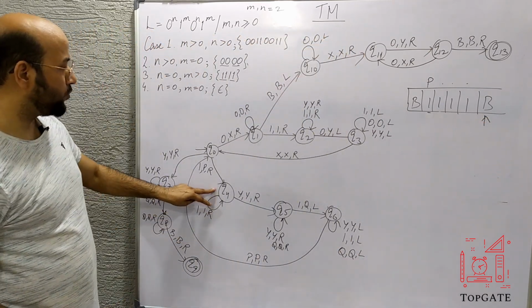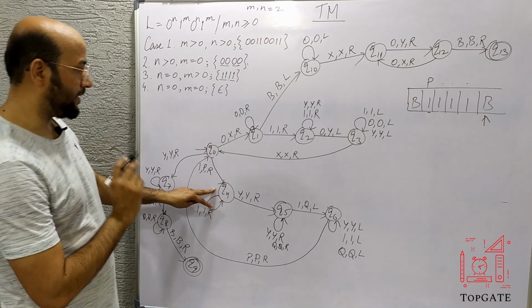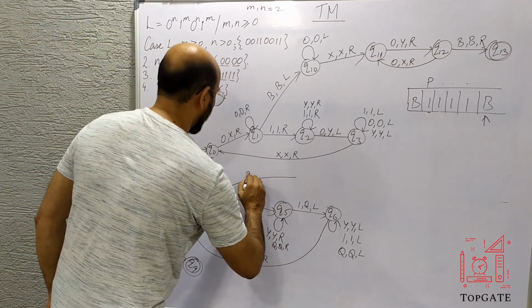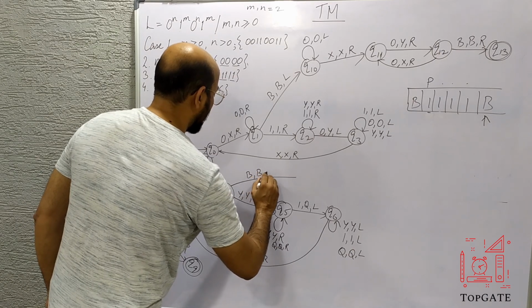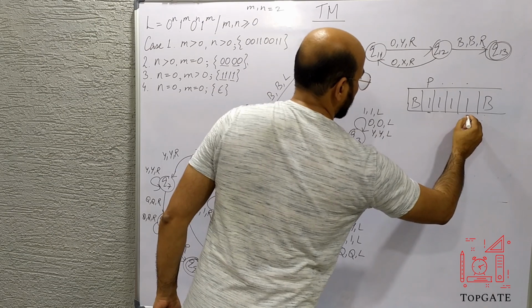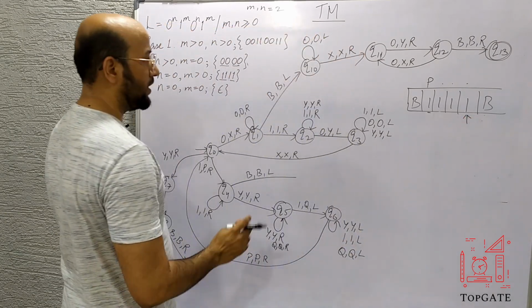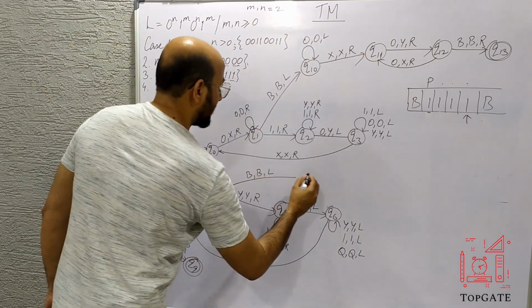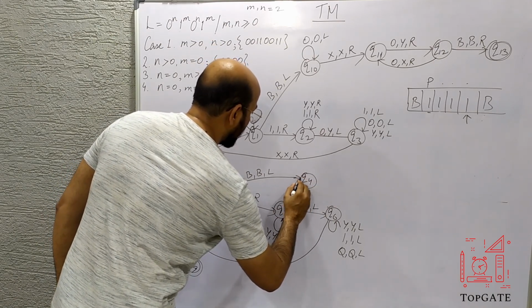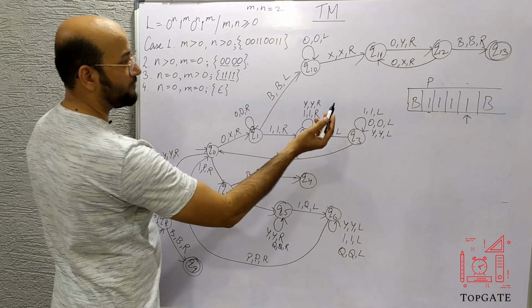Okay, at q4 we don't have a move for b. So what I'll do, I'll take a move for b only, that is, if you find a b, keep it as b and go to the left side. So this pointer will now point on to the left side, that is this one. Again I have to skip this one. I'll again reach on to state, say Q14. Okay, and now I have to skip all these ones.